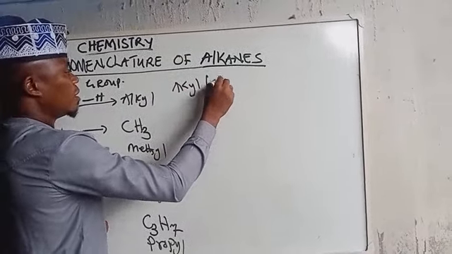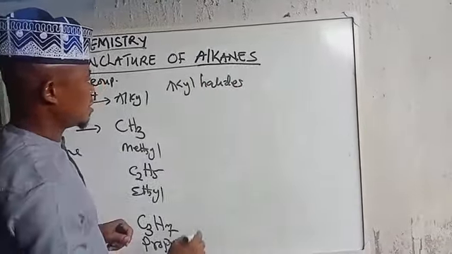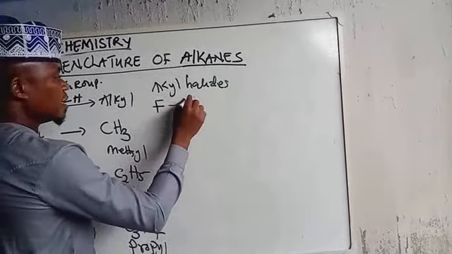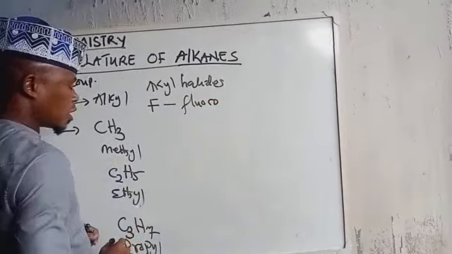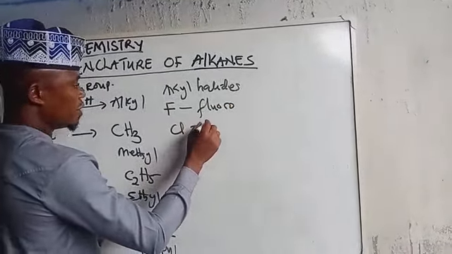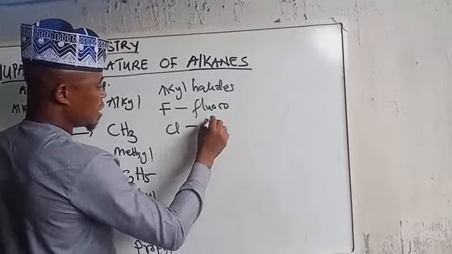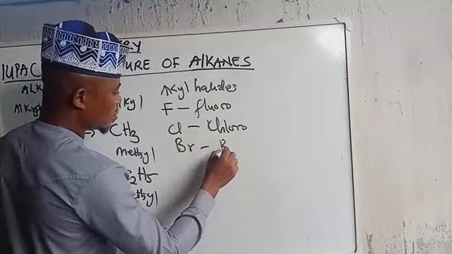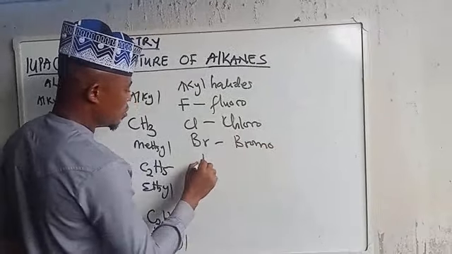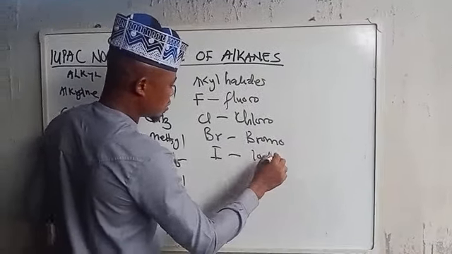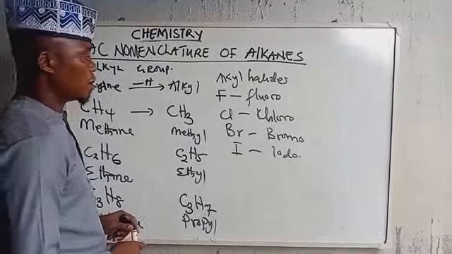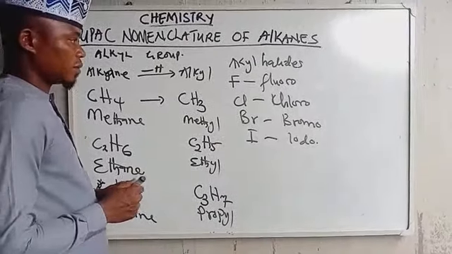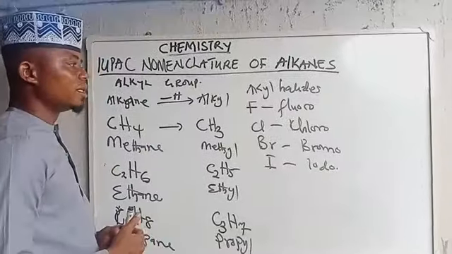Now another group we'll look at is the alkyl halides. So you treat these as substituents, as an alkyl group. In an organic compound, when fluorine is attached, you call it a fluoro. Chlorine is a chloro, bromine, bromo, iodine, iodo.